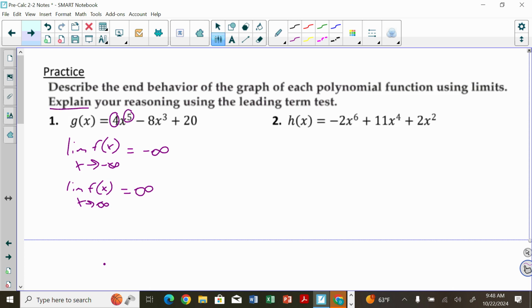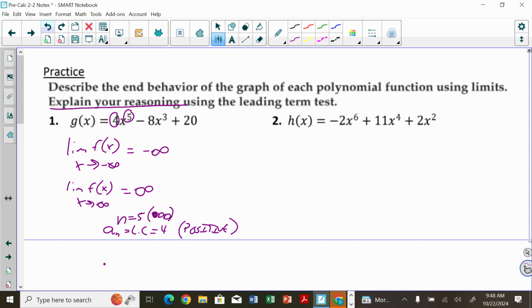And what's my reasoning? It's basically just saying that n equals 5, n is the exponent, and a sub n, remember, is our leading coefficient. Sorry, just got to finish that up. n equals 5, that's an odd exponent. And a sub n, your leading coefficient, is 4, which is positive. So that gives us all the answers that we need there. That's basically your rationale for why it happened.